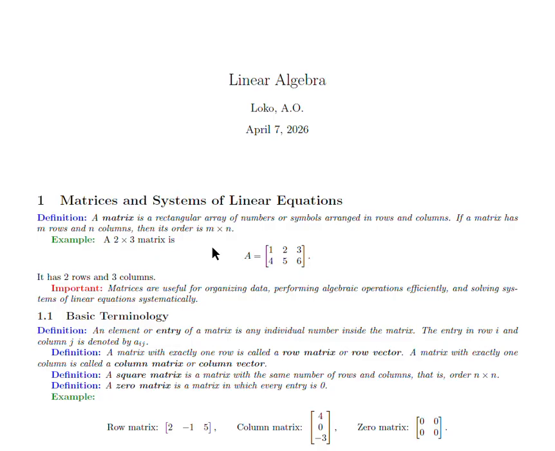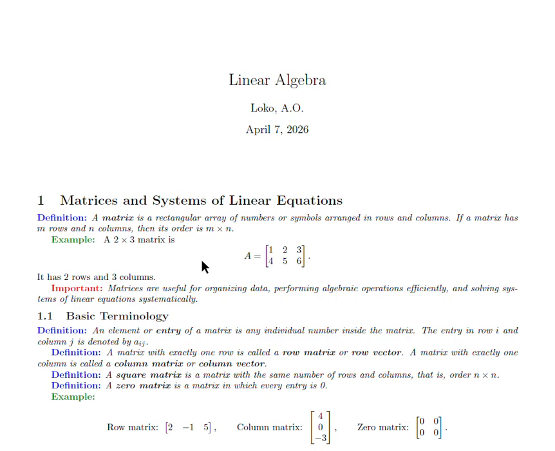Our topic for today is matrices. So let's dive in. I'll try to be as brief as possible. A matrix is a rectangular array of numbers or symbols arranged in rows and columns.